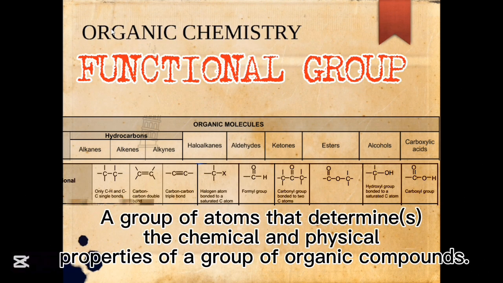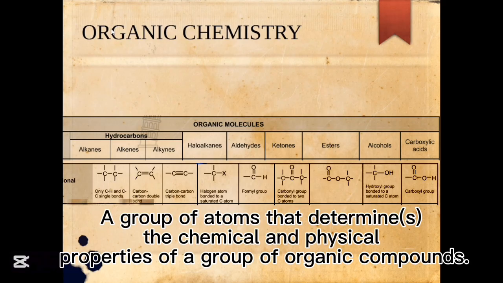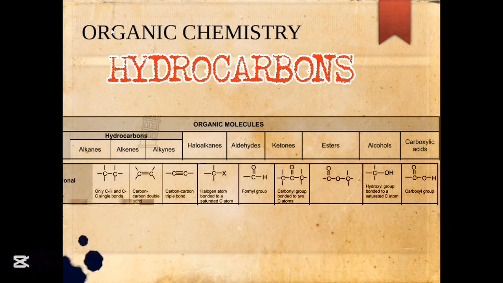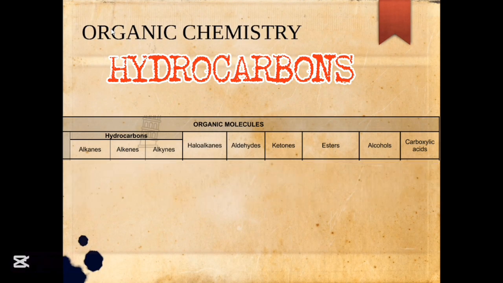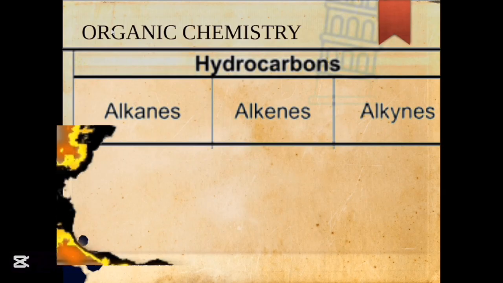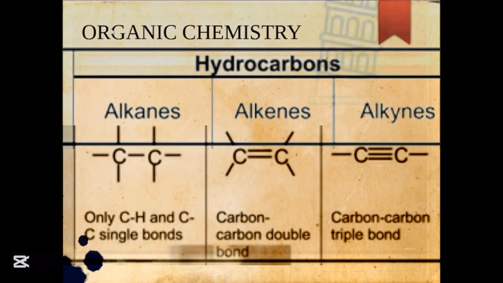Now let's define what is a functional group. A functional group is a group of atoms that determines the chemical and physical properties of a group of organic compounds. So let us firstly focus on hydrocarbons. Let us define what hydrocarbons are, and then the three types of hydrocarbons, which are alkanes, alkenes, and alkynes. Basically, hydrocarbons are organic compounds that only consist of carbon atoms and hydrogen atoms.